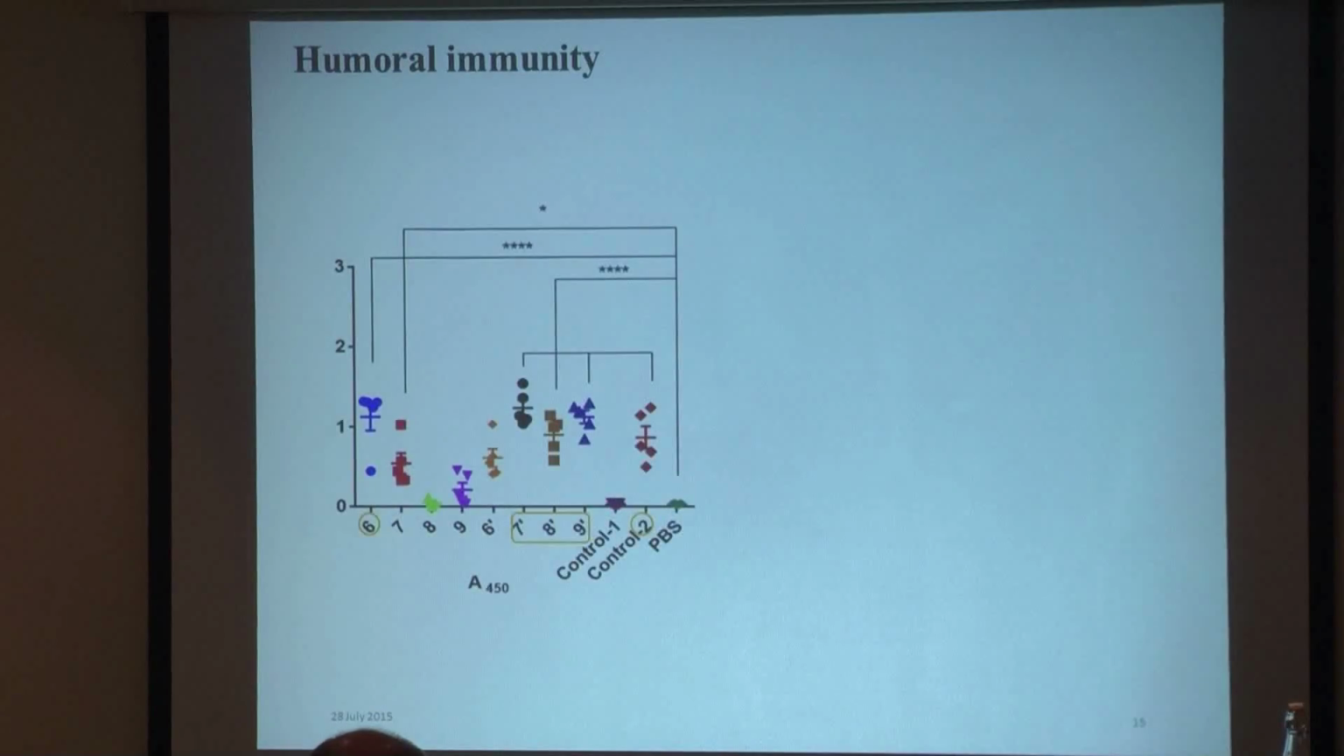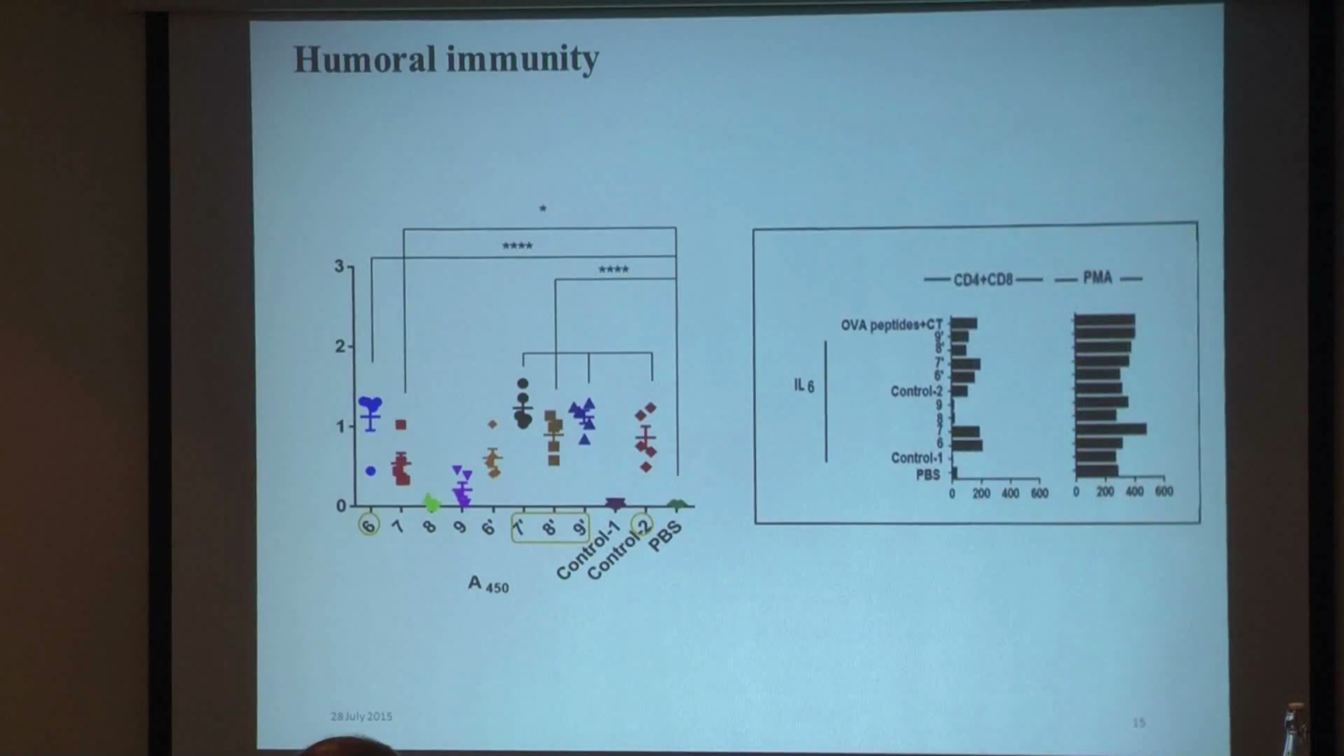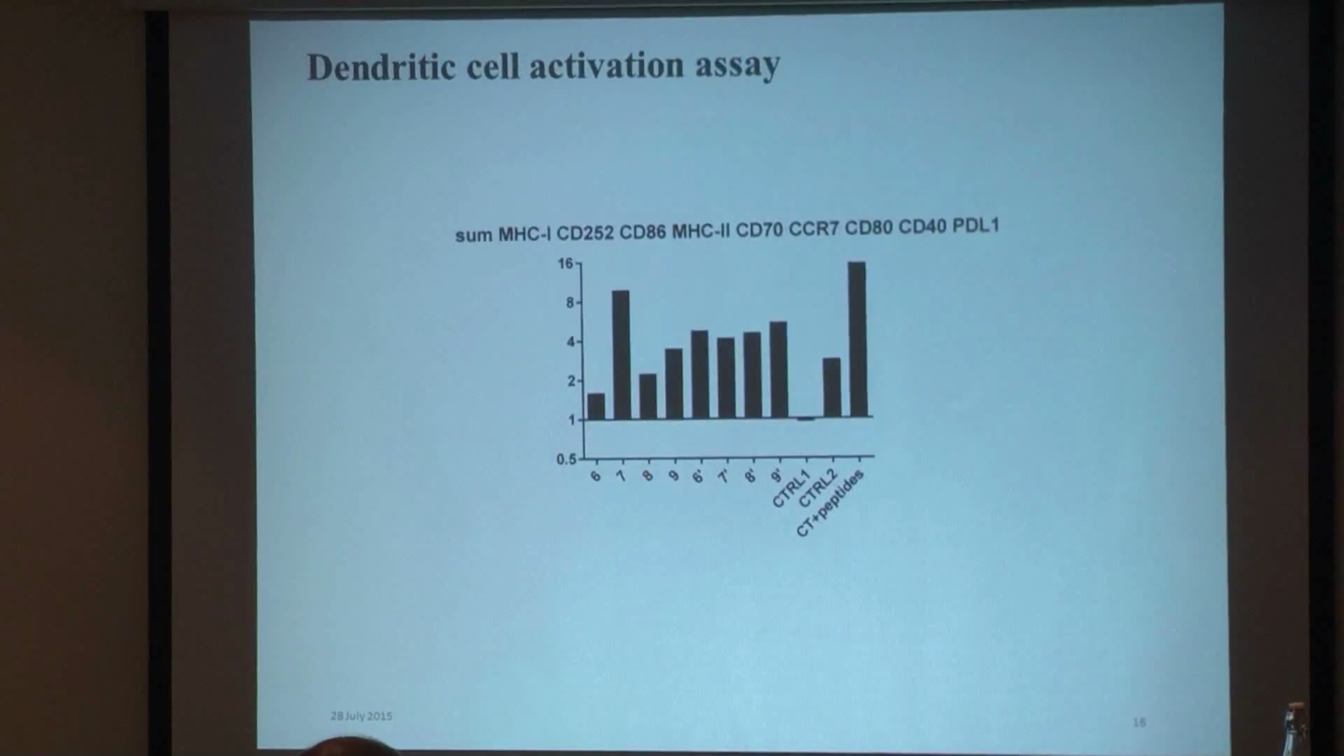And then we look at the humoral immunity by doing the ELISA test against ovalbumin protein. And these results showed that construct 6, which has a spherical particle shape, and the construct with 4 copies of CD8 generated higher antibody. And also these constructs generated IL-6, which is an important cytokine for T helper 2 immunity.